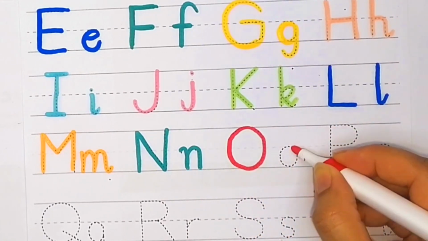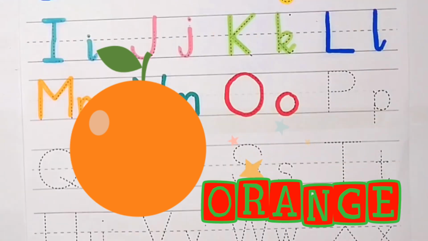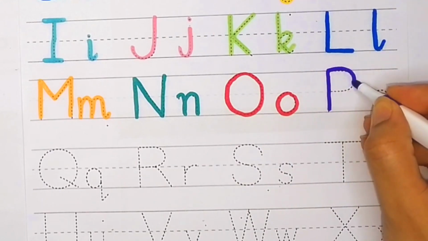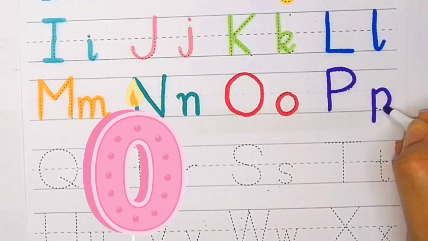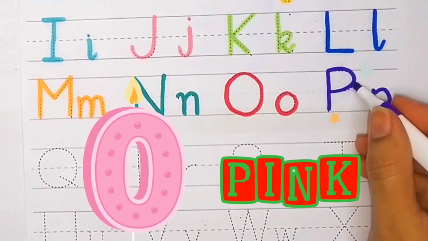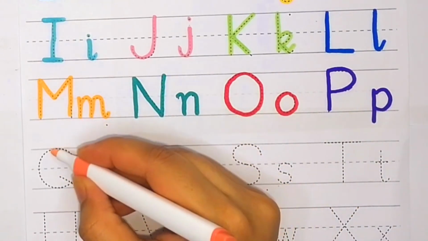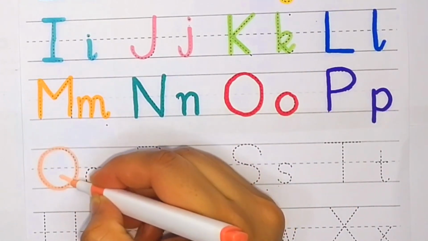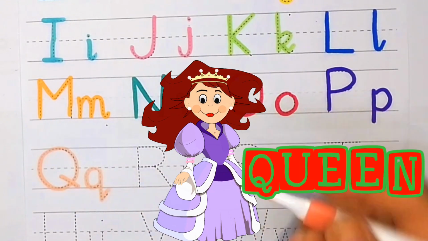Red color. O. O for orange. Purple color. P. P for pink. Peach color. Q. Q for queen.